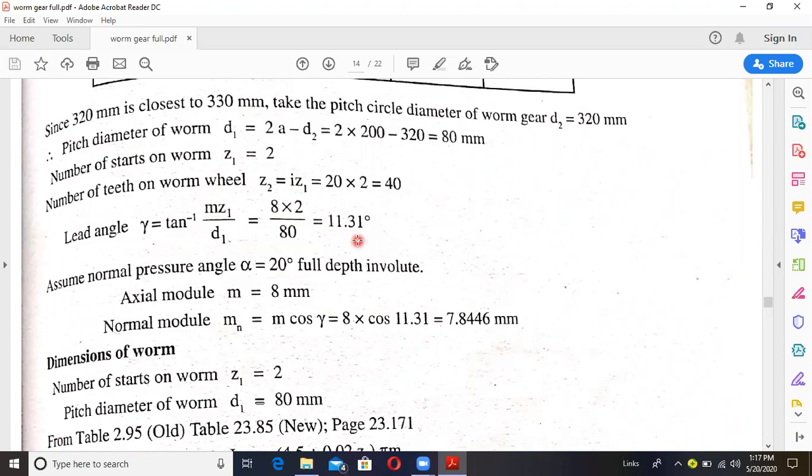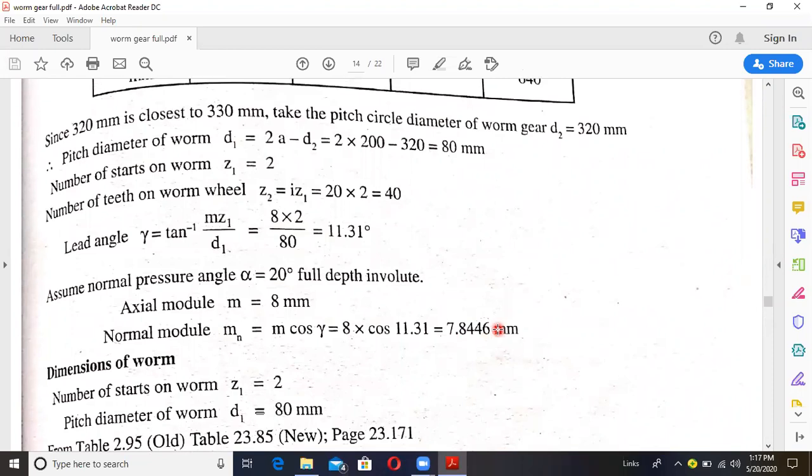Next, in this problem, they have not given the pressure angle. So we are going to assume pressure angle alpha. If not given, always we assume pressure angle alpha is equal to 20 degree full depth. Next, normal module Mn is equal to m into cos gamma. We will get normal module is equal to 7.8446 mm. So this is the first step, finding of N1, N2, D1, D2, Z1, Z2, gamma, module, axial module and normal module.